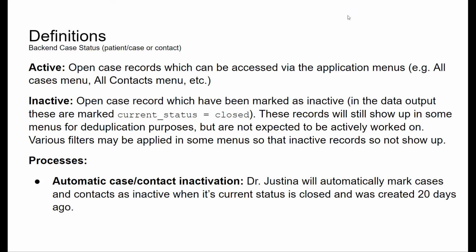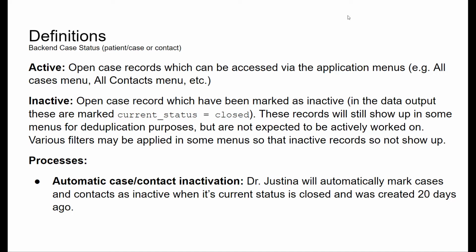We've got active, open case records, which can be accessed via the applications menu, like the all cases menu or the all contacts menu, for example. Inactive, open case records, which have been marked as inactive. In the data output, these are marked current status equals closed. These records will still show up in some menus for deduplication purposes, but are not expected to be actively worked on. Various filters may be applied in some menus so that inactive records will not show up.